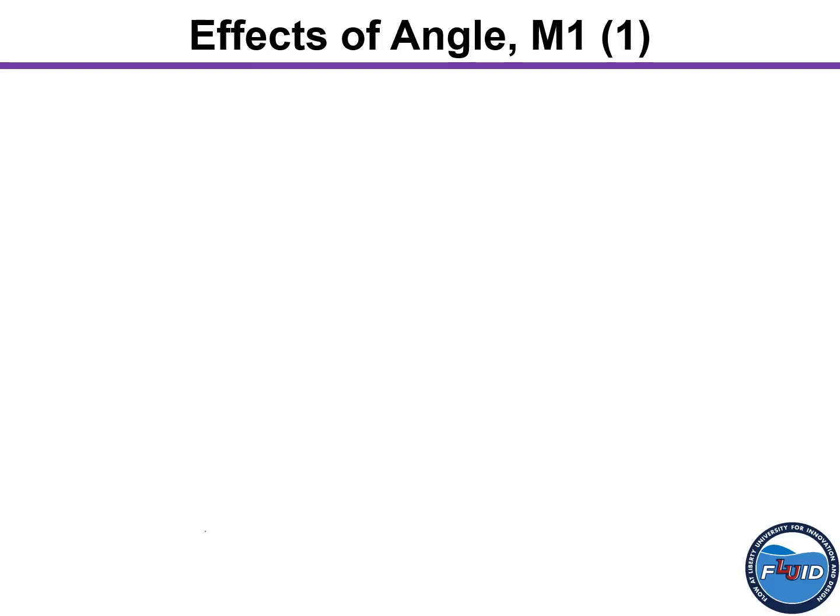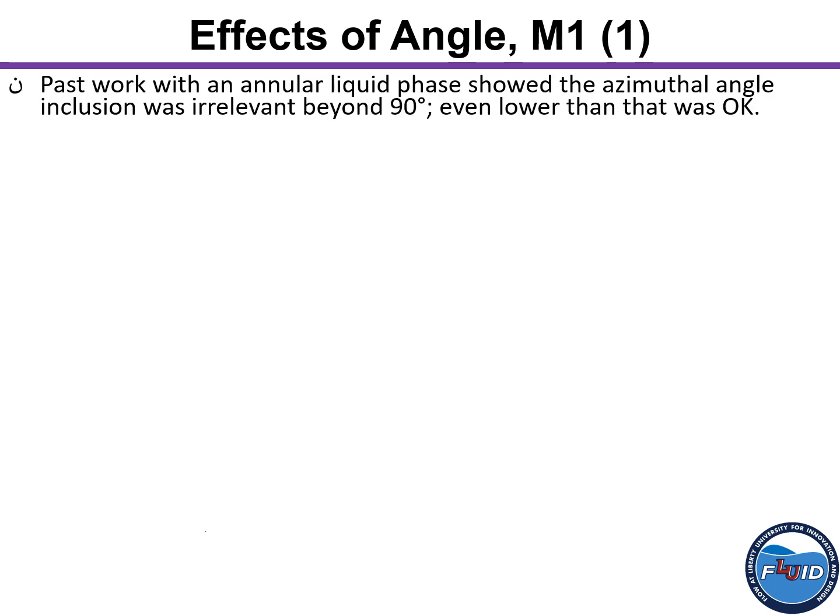Before we get into our results, I would like to discuss the effect of azimuthal angle. My past work, atomization related, showed that azimuthal angle was irrelevant beyond 90 degrees. In fact, I used some models with even 11.25 degrees, and everything was still reasonable. The droplet size was, say, 10% different. However, that involved an annular liquid.